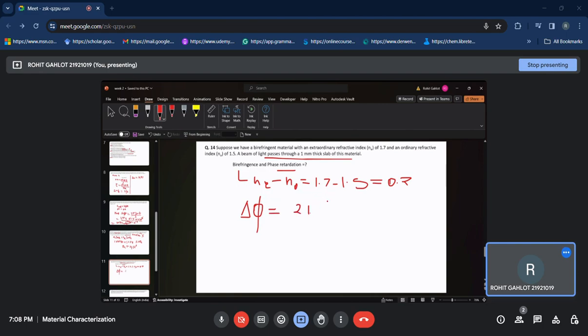So 2 pi delta n times t divided by lambda, and then if we solve it, we will be getting 2 pi times delta n, your birefringence, which is 0.2, your thickness is 1 mm, and your lambda, again, is taken as for the green light, that is 500 nanometer. If we do the unit conversion, finally we will be getting around 8 pi radians.